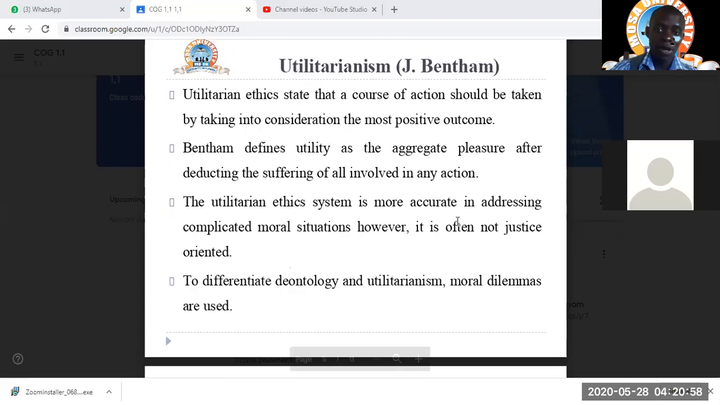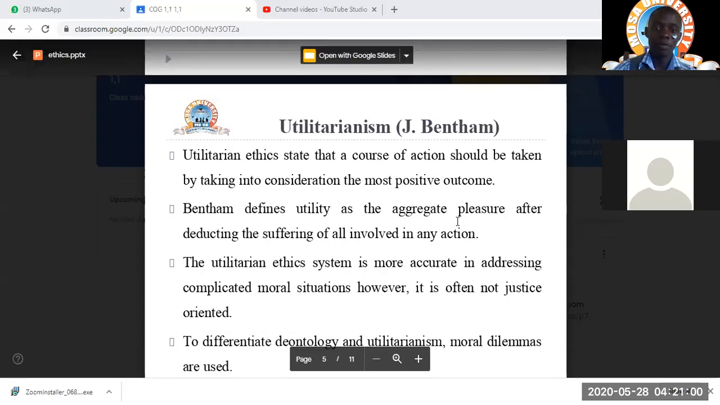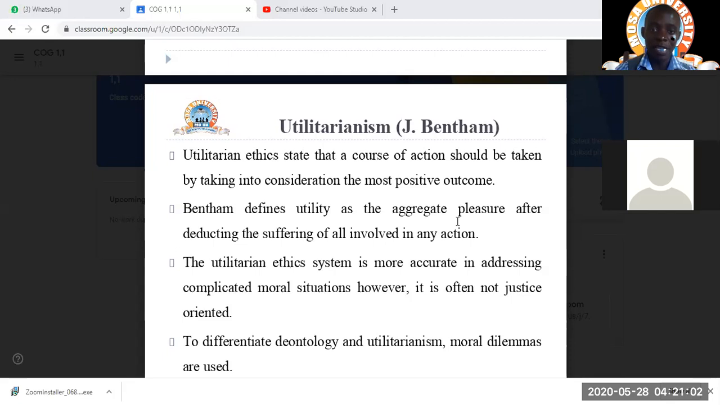Okay, so further we're going to look at another system of ethics, which is called utilitarianism. This one was coined by someone called Jeremy Bentham. Jeremy Bentham is the author of utilitarianism.